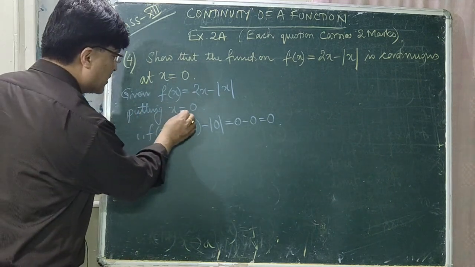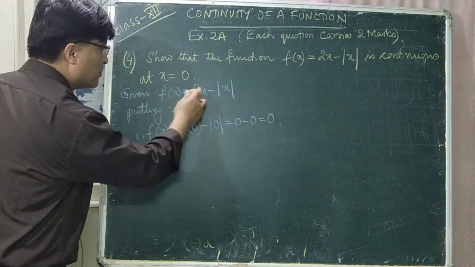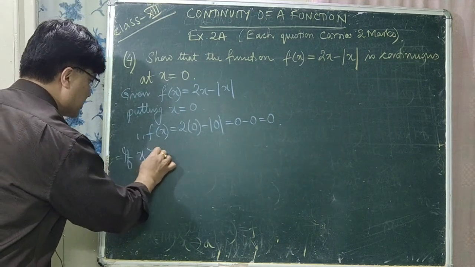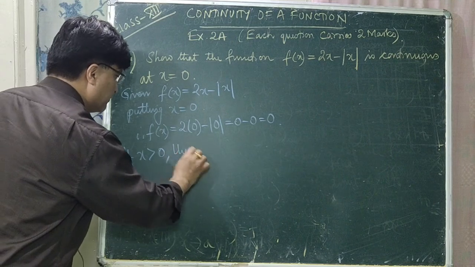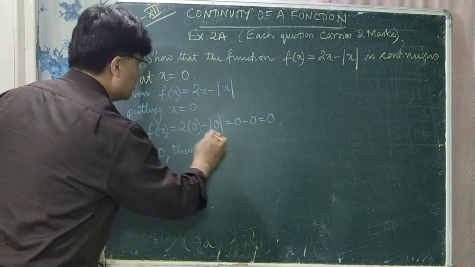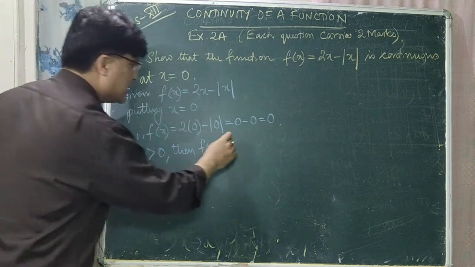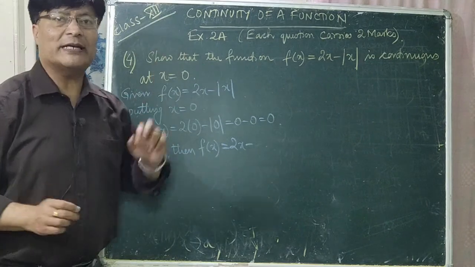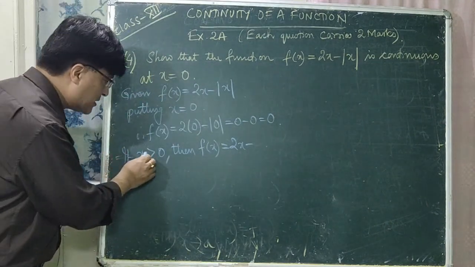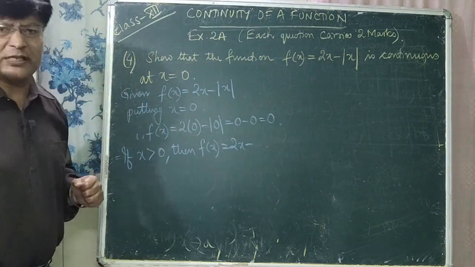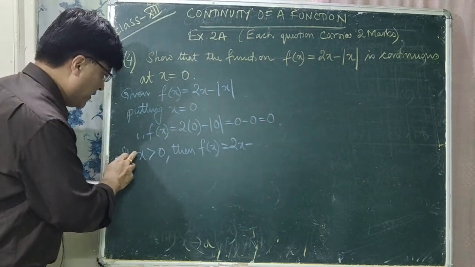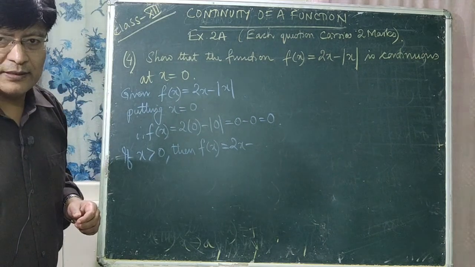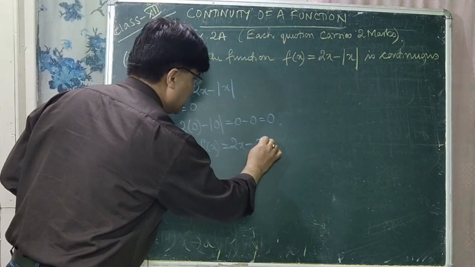When you put x greater than 0, you have to check what the value of f of x is. So if x is greater than 0, then f of x is equal to 2x, which remains as it is, minus mod x. If you write only x, if x is greater than 0, then x is already positive. Is that clear now? So you can write here x.